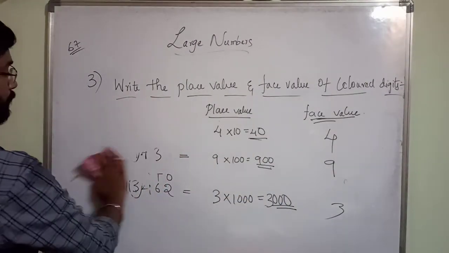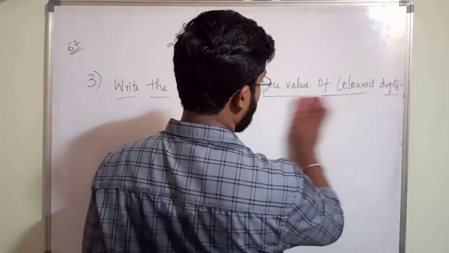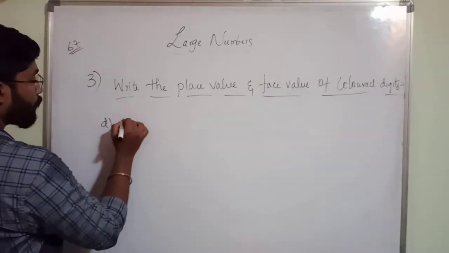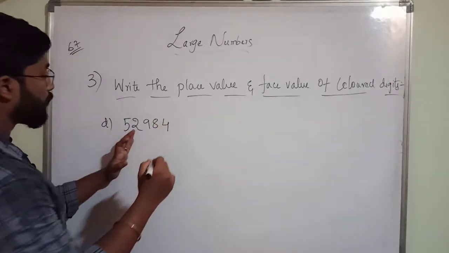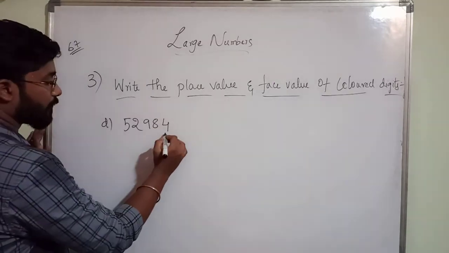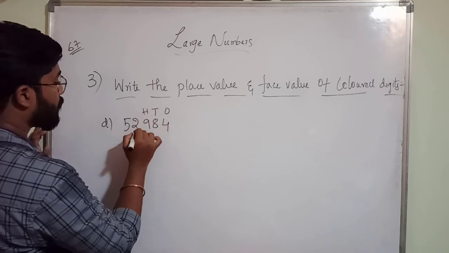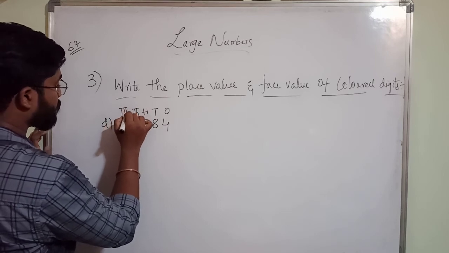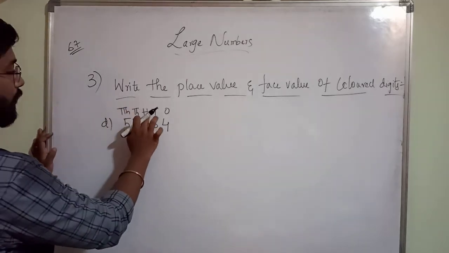Last one. Last number in this bit, 52,984. First divide this. 4 is in ones place, 8 is in tens place, 9 is in hundreds place, 2 is in thousands place, 5 is in 10,000s place. Okay, 10,000, 1,000, 100, 10, 1.